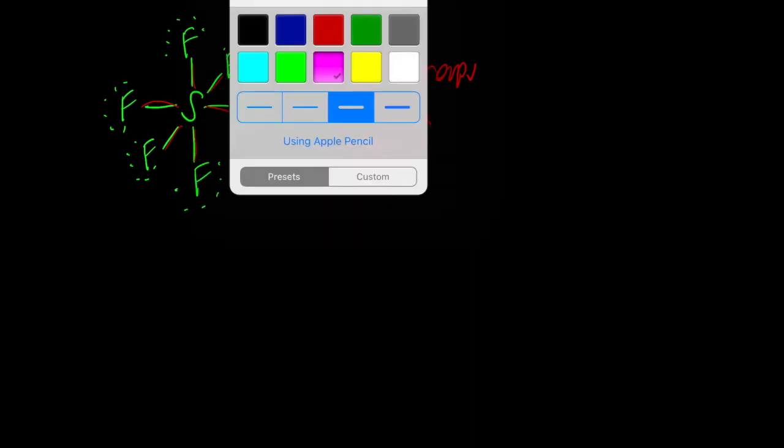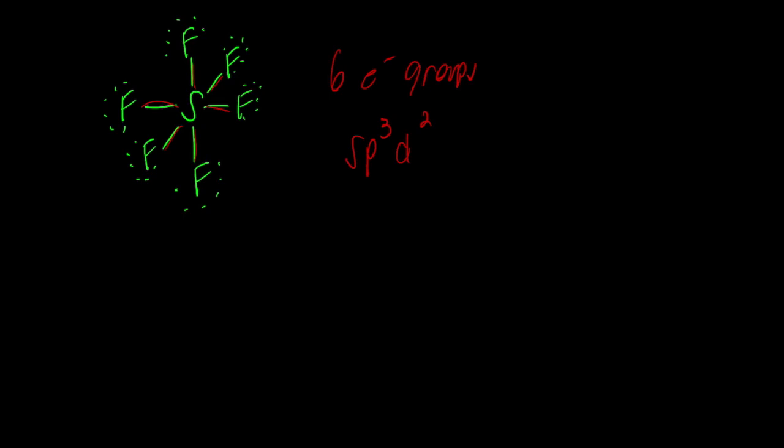So let's see. How do you remember this? You just count the groups and you see what matches, right? So you have 1 s orbital maximum. You have 3 p orbitals maximum. You have a whole lot of d orbitals, but you don't need to go that high. To get 6, we just need a 2 here, okay? So 1 plus 3 plus 2 is equal to 6, and that matches the electron groups, okay?